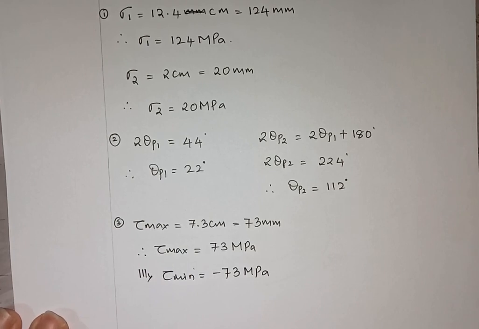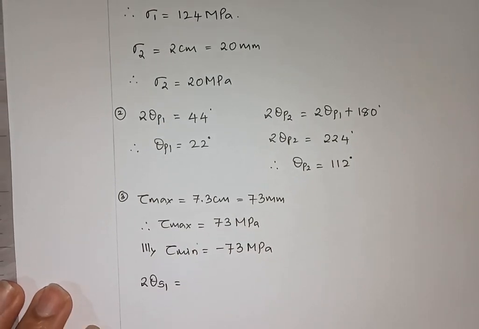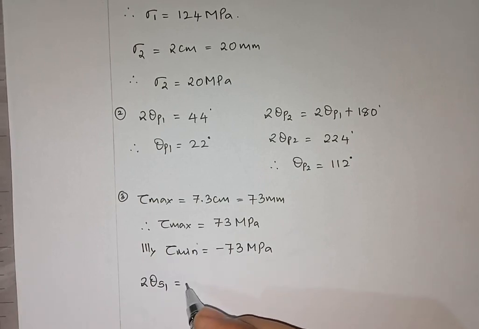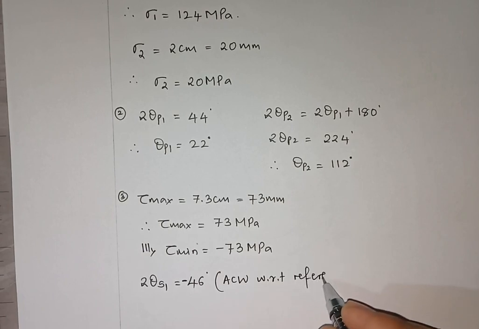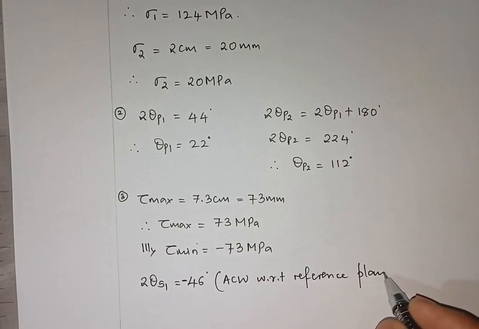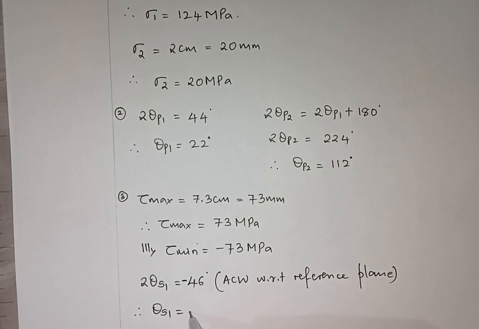Now, in order to locate these two stresses, I have calculated 2 theta s1 with respect to the reference plane, and we just saw that it is 46 degrees, with a negative sign, because it is anti-clockwise with respect to the reference plane, right? So therefore theta s1 is equal to minus 23 degrees.